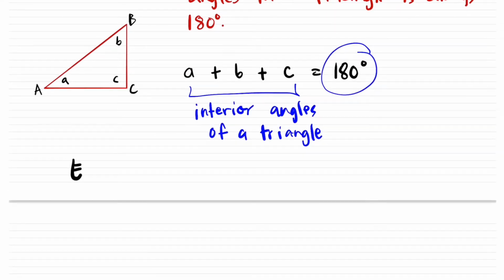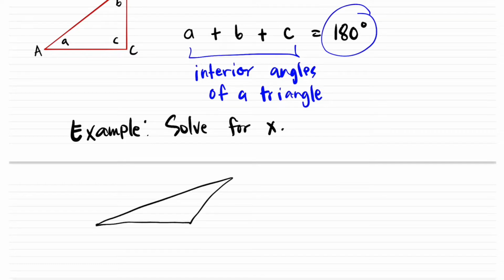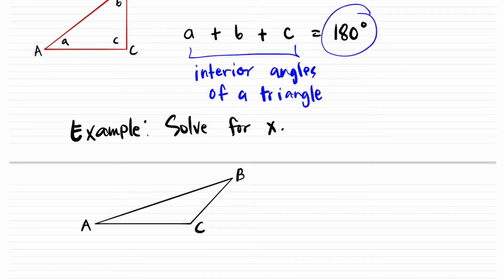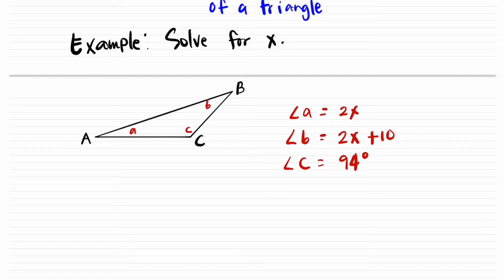Let's have an example. Solve for x when we have a triangle like this, with vertices A, B, and C, where we have the interior angles A, B, and C. Angle A is equal to 2x, angle B is equal to 2x plus 10, and angle C is equal to 94 degrees. Solve for x and determine the angles.